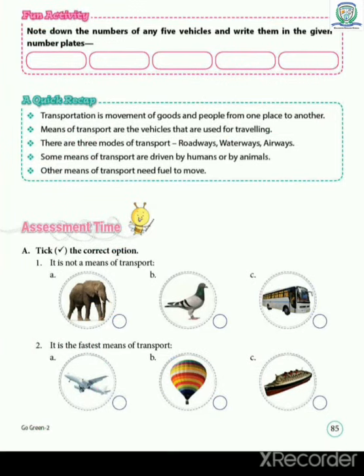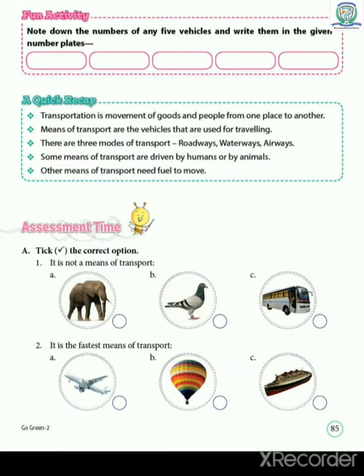Assessment time. Question A. Tick the correct option. Number 1. It is not a means of transport. So, it is option B. Number 2. It is the fastest means of transport. It is option A, aeroplane.